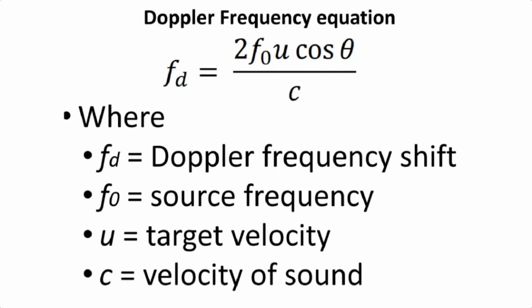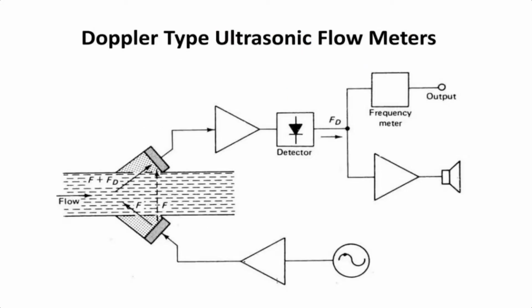So let's now see the experimental setup of how this Doppler frequency is measured. This is the experimental setup for how the Doppler type ultrasonic blood flow meter measurement is done. Here we have a blood flow with two transducers. Whenever ultrasonic energy is sent to the transmitter transducer, part of it gets scattered and is absorbed by the receiver transducer, and the receiver output is passed to the detector.